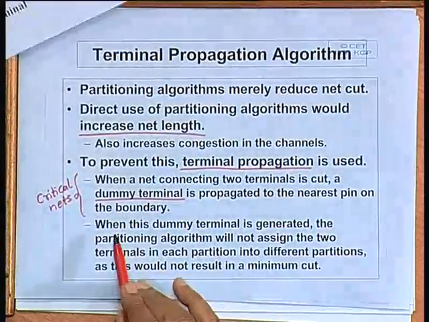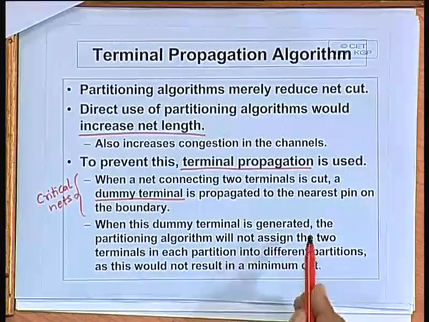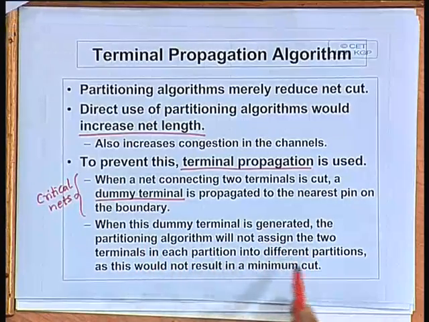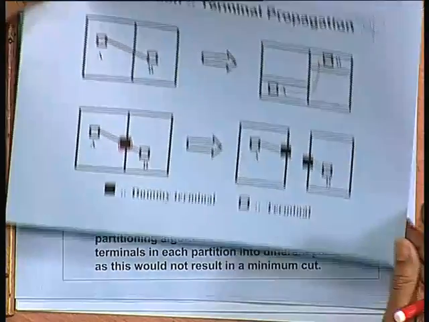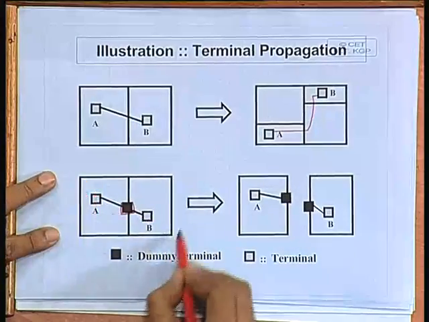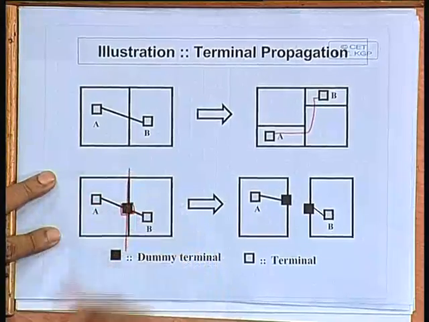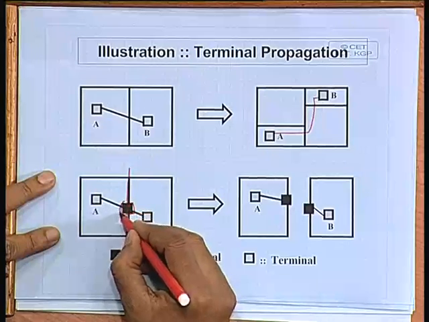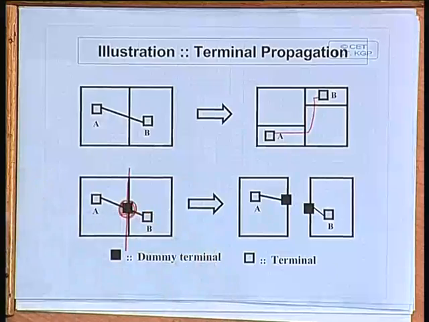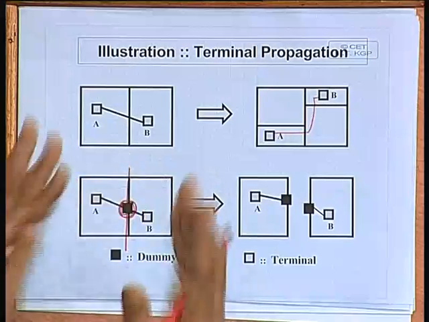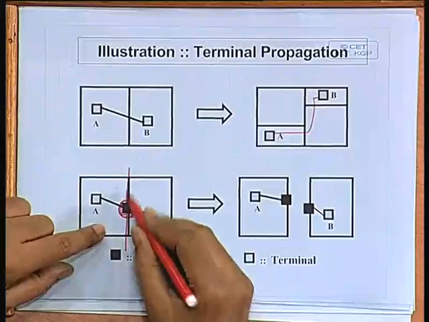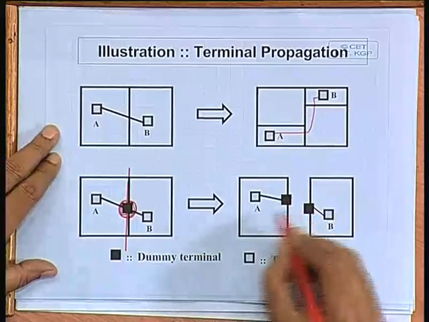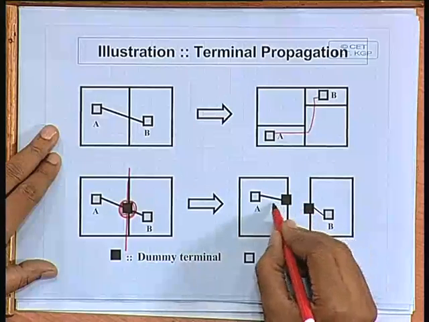Now when this dummy terminal is generated, the partitioning algorithm will not assign the two terminals into different partitions. It will try to keep them in the same partition as far as possible. I am giving an example here. Suppose this was the scenario: when this partition was generated, this dummy terminal was created. Now, after this partition, these two halves will be moving away from each other. If they move away from each other, a copy of the terminal on each boundary will also start moving away from each other.